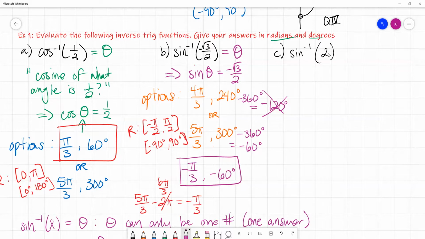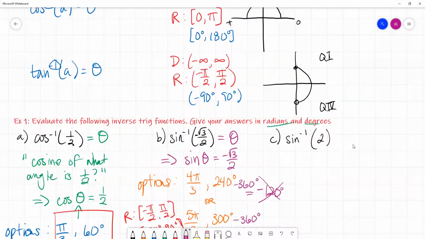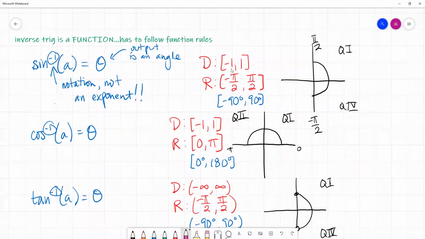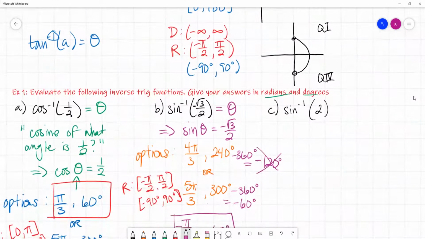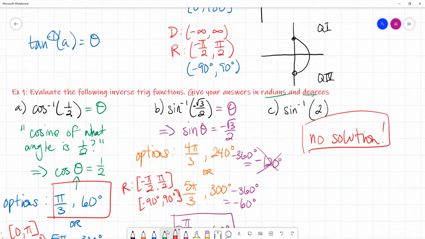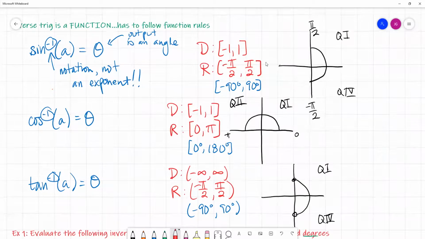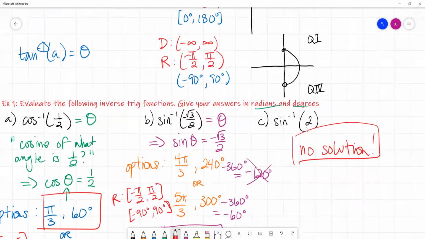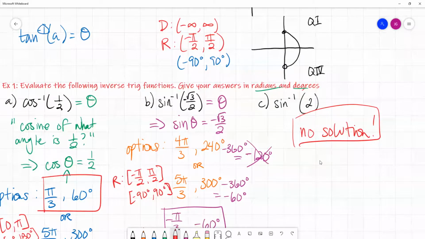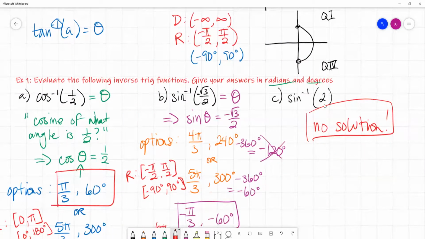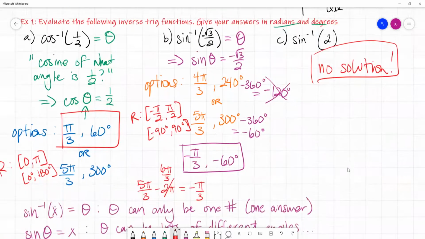Last example for this one, sine inverse of 2. We don't really have to do anything here because look at 2. What is our domain for sine inverse? Negative 1 to positive 1. No solution. Because our input is 2, and input relates to domain. Domain is negative 1 to positive 1. This is a 2, definitely bigger than 1, no solution. So it's always worth making sure you check the input, make sure that you can actually evaluate this, right?